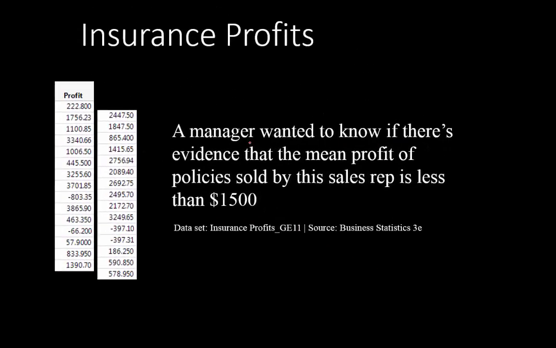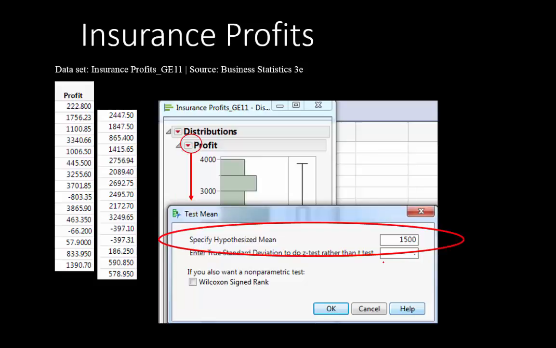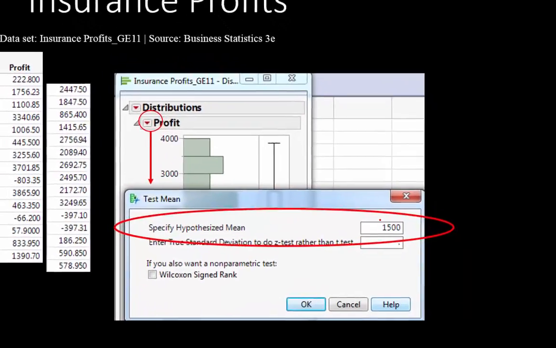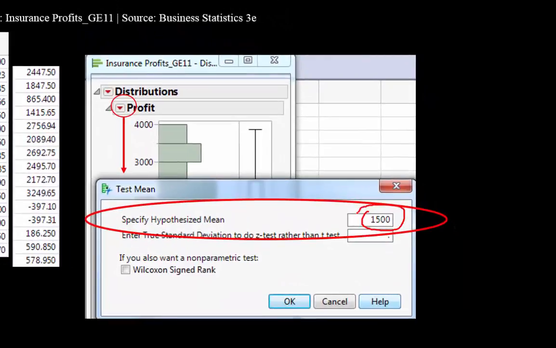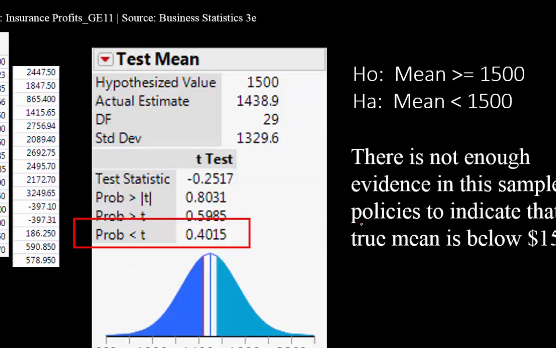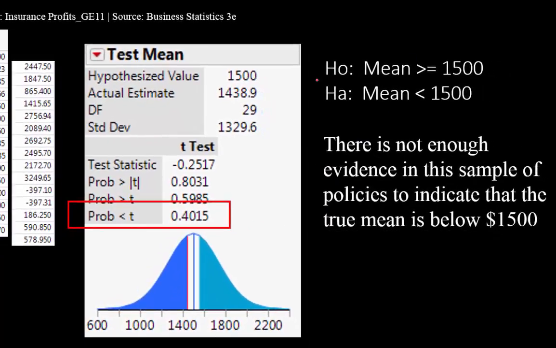What if we want to know if there's any evidence that the mean profit is less than 1,500? Well, we're going to specify this hypothesized mean. In this case, it's going to be a one-tailed test. And because it's a one-tailed test, remember the no difference part goes in the null. So the null is hypothesizing the mean is greater than or equal to 1,500, alternate less than 1,500.